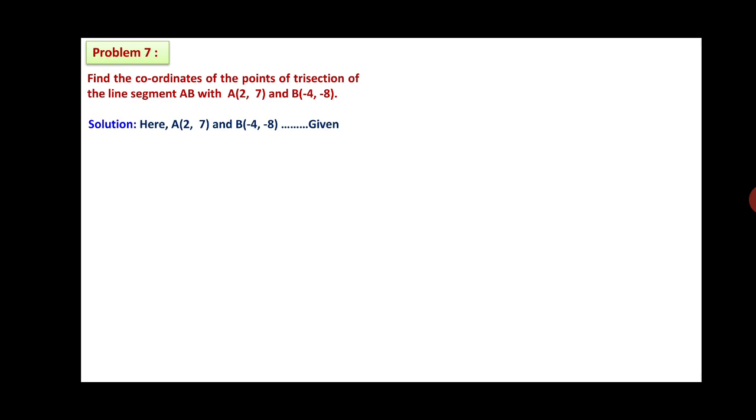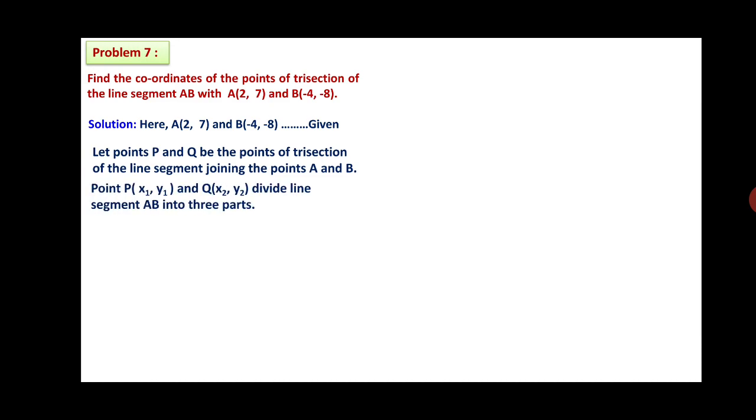Friends, we will continue with next problem, that is 7. Find the coordinates of the points of trisection of the line segment AB with A(2, 7) and B(-4, -8). Friends, we will write first the given things, that here A(2, 7) and B(-4, -8) has been given. Let P and Q be the points of trisection of the line segment joining the points A and B. Points P(x1, y1) and Q(x2, y2) divide the line segment AB into 3 parts.